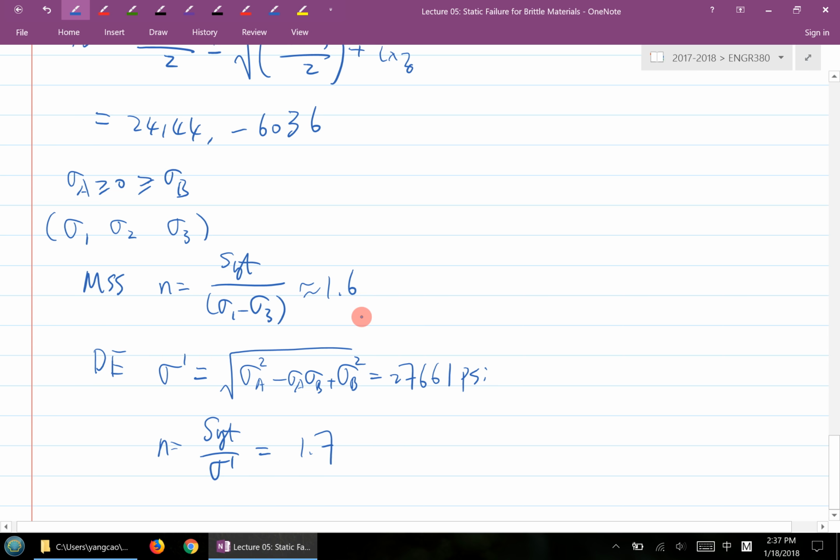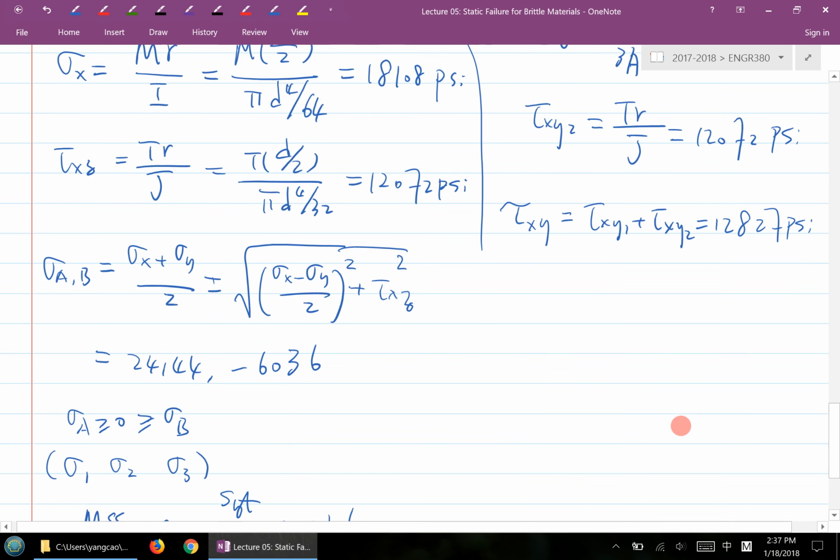Okay. This is the A location. So at the A location, you got the safety factor here. Both are greater than 1. So under this loading condition, the A location is safe, according to both theories.